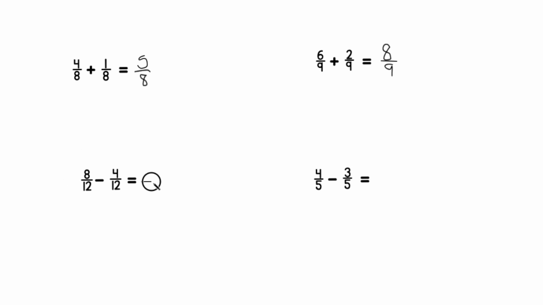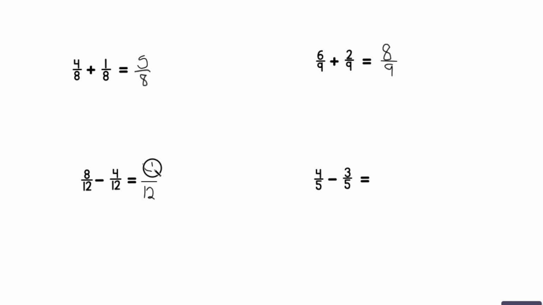Okay, now let's move on to subtraction. So it's the same thing. You have to make sure that you have the exact same denominator. 8/12 minus 4/12. So our denominator stays the same no matter what. So we're going to go ahead and write down 12. And then 8 minus 4 equals 4.